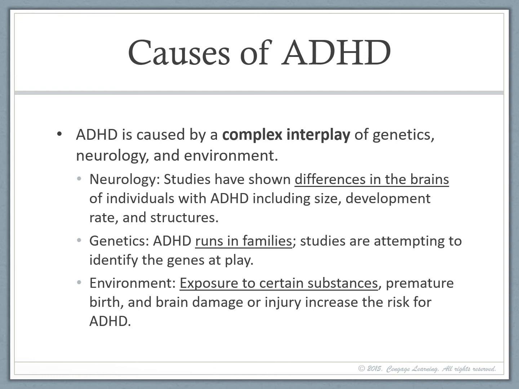So some causes of ADHD. It's caused by a complex interplay of genetics, neurology, and the environment. When we look at neurology, studies have shown differences in the brains of individuals with ADHD, including the size, development rate, and structures of the brain. Genetically, it tends to run in families. Studies are attempting to identify the specific genes that are involved. Environment, it could come from exposure to certain substances. It can be caused by premature birth, and brain damage or injury can increase the risks for ADHD.